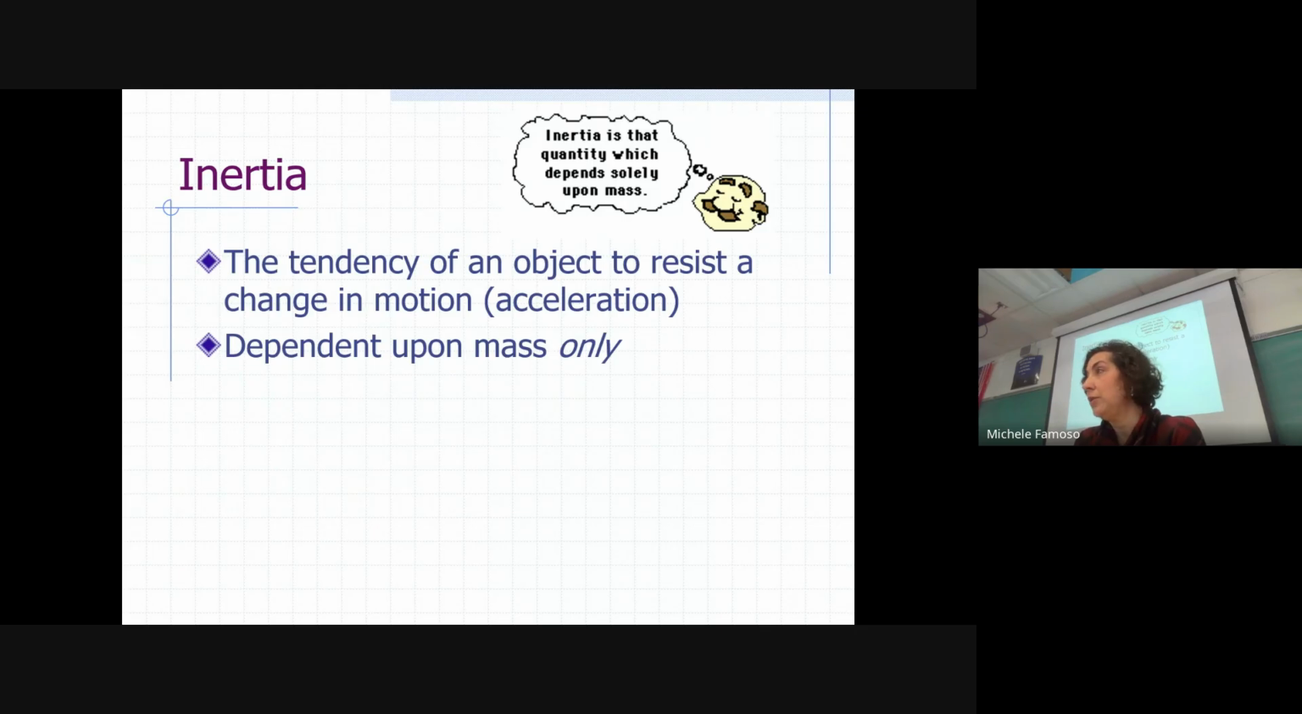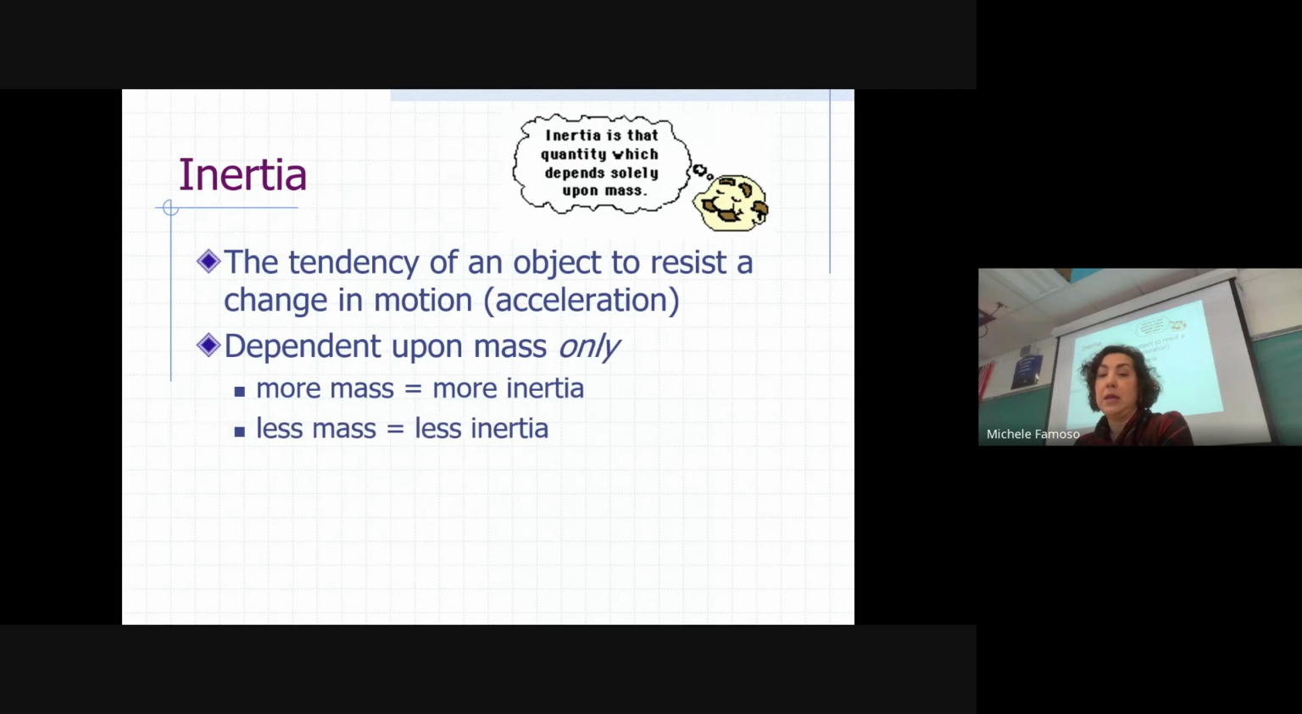Your inertia, your resistance to change in motion, is dependent on your mass only. It doesn't depend on anything else, just how massive you are. So that means the more mass you have, the more inertia you have, the more likely you are to resist an acceleration. The less mass you have, the less inertia you have, the easier it is for you to accelerate.